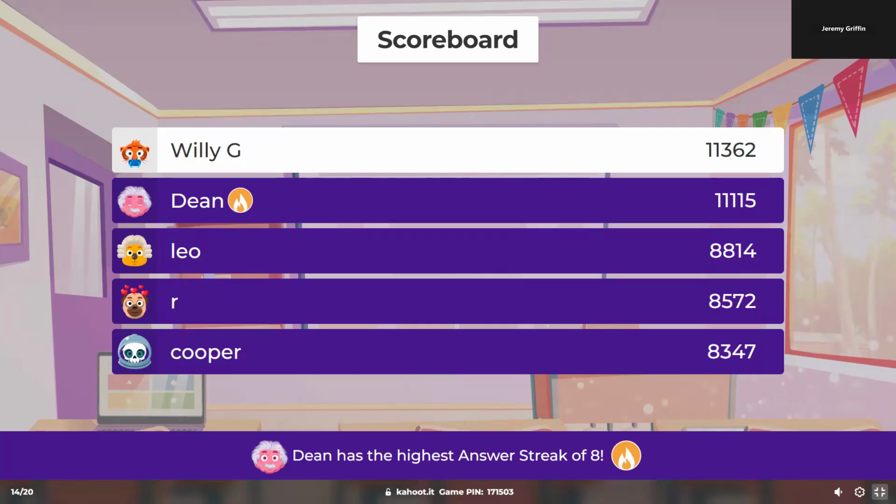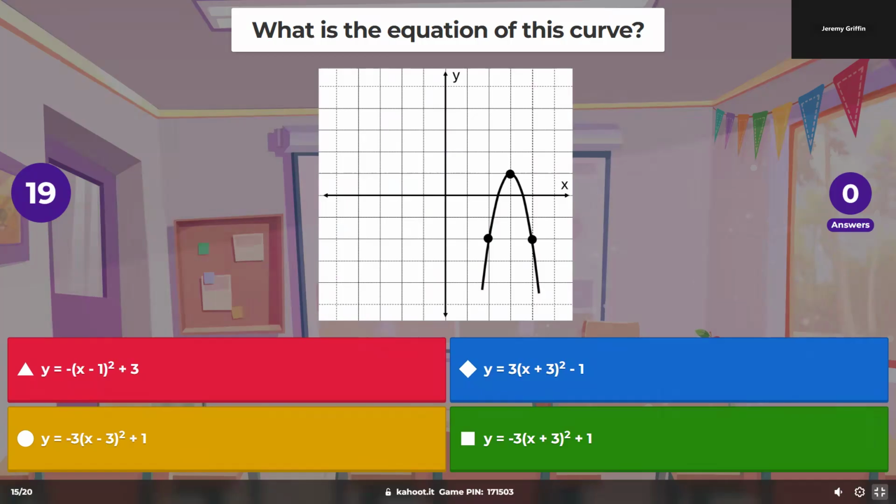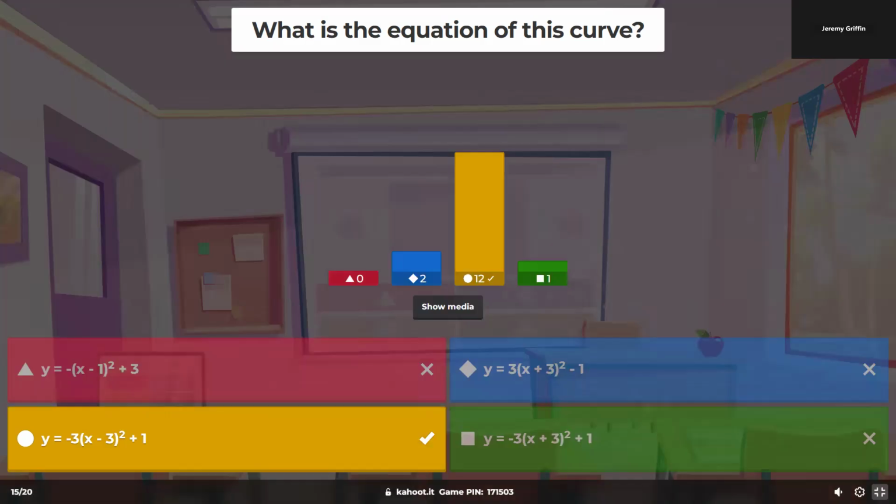Cooper, R, Leo, Dean on fire. Willie G. Equation of this curve. There you go. So it was right 3, up 1. It was also upside down and also stretched by a vertical factor of 3. It's all there.